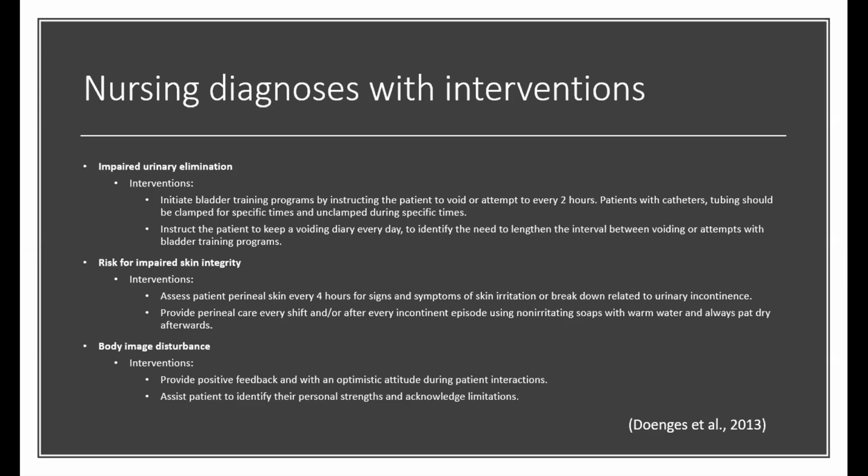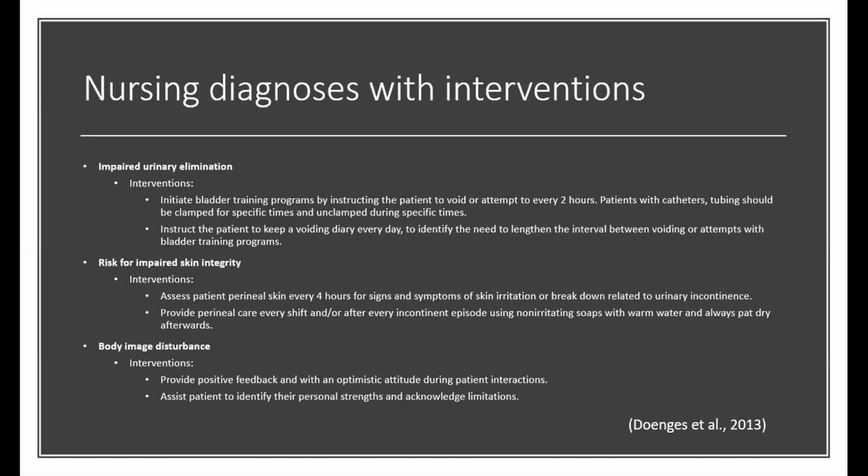Risk for impaired skin integrity. Interventions would include assess patient's perineal skin every 4 hours for signs and symptoms of skin irritation or breakdown related to urinary incontinence. I mean, you don't technically have to do it every 4 hours. It's pretty much you're kind of assessing it every time they're either bathing or every time there's an incontinent episode. I just kind of put that in there to make it seem more like an intervention. Provide perineal care every shift and or after every incontinent episode using non-irritating soaps with warm water and always pat dry afterwards. Body image disturbance was the last one I chose.